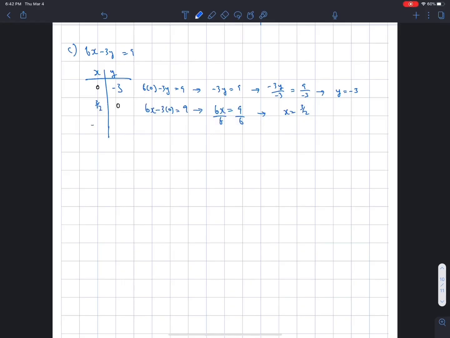Same idea, I'm just going to let this be negative 3 over 2. So I get 6 times negative 3 over 2 minus 3y equals 9. 6 times 3 over 2 is 9. So 6 times negative 3 over 2 will be negative 9 minus 3y equals 9. So negative 3y equals 9 plus 9. Negative 3y equals 18. And then dividing both sides by negative 3, I get y equals negative 6.